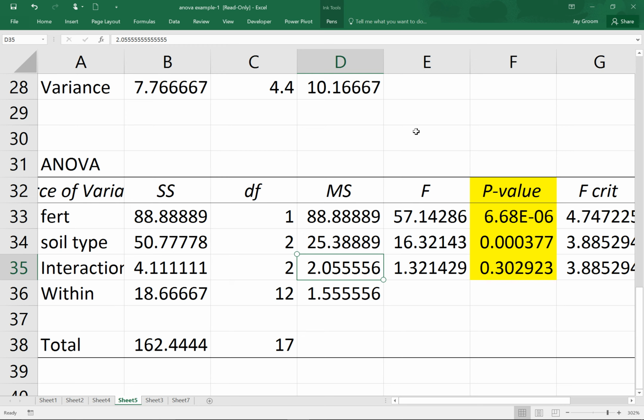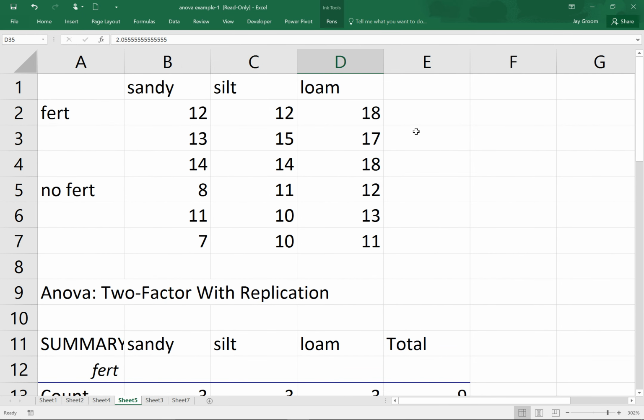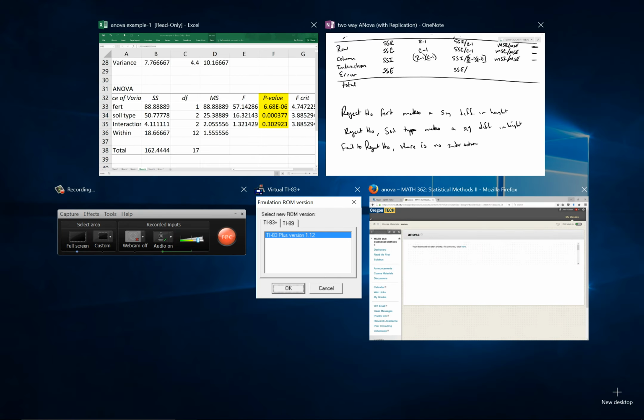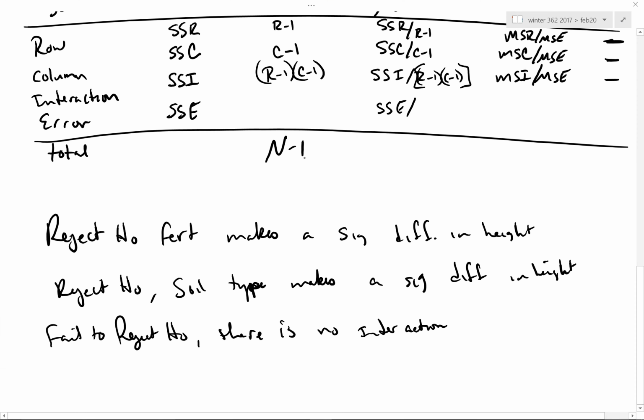Let me think. 1, 2, 3. It's 18 there, yes. 18. Is it n minus, yeah, it's n minus RC, and RC minus 1. That's going to drive me nuts. I'll leave it blank for a minute. And this last one is just n minus 1, of course. The total is big N minus 1. That's going to bug me.